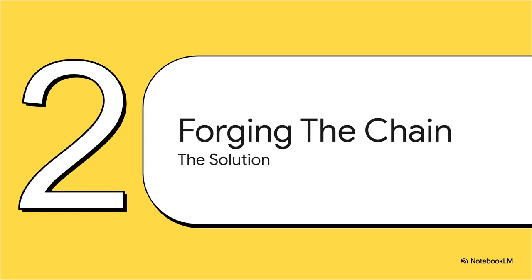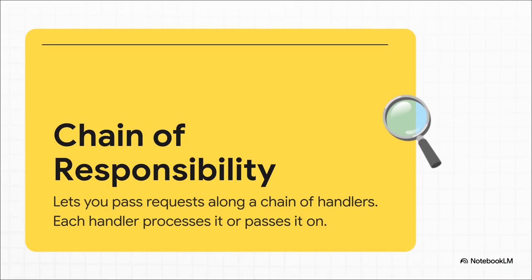Well, the answer lies in forging a chain. The solution is this really elegant pattern called the chain of responsibility. What it does is it transforms each of those individual checks into its own standalone object, which we call a handler. So instead of having one massive method, you create a whole series of linked specialists, and each one has just a single job to do.